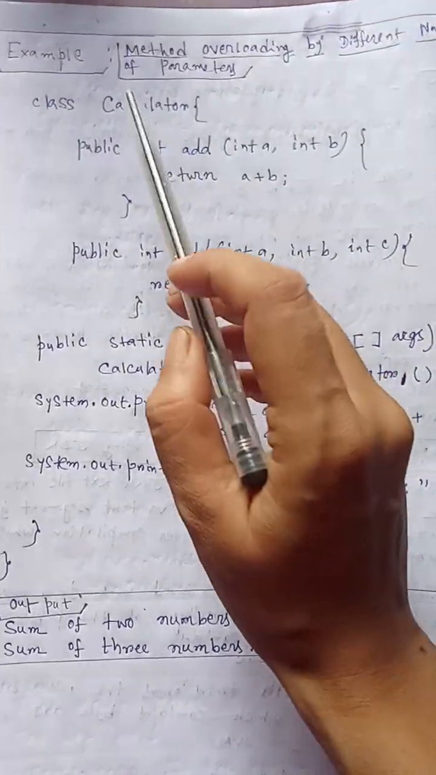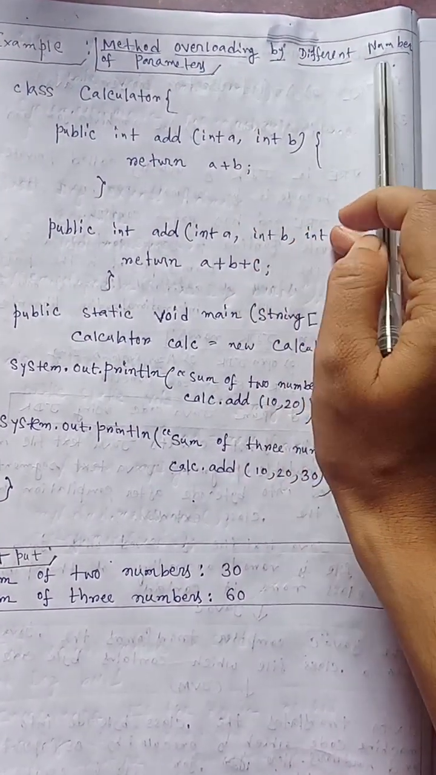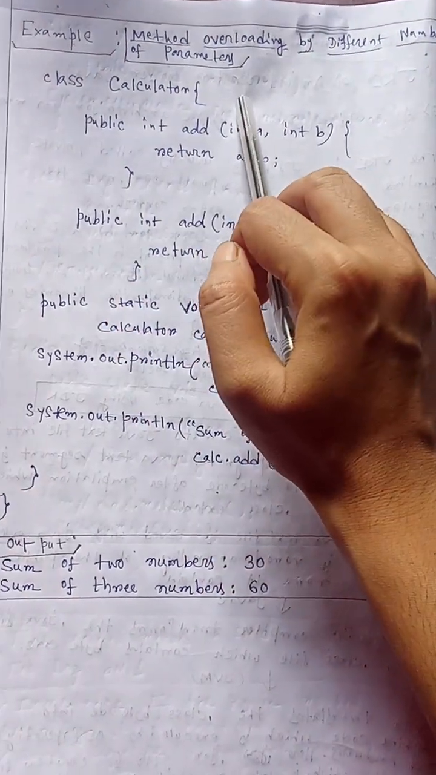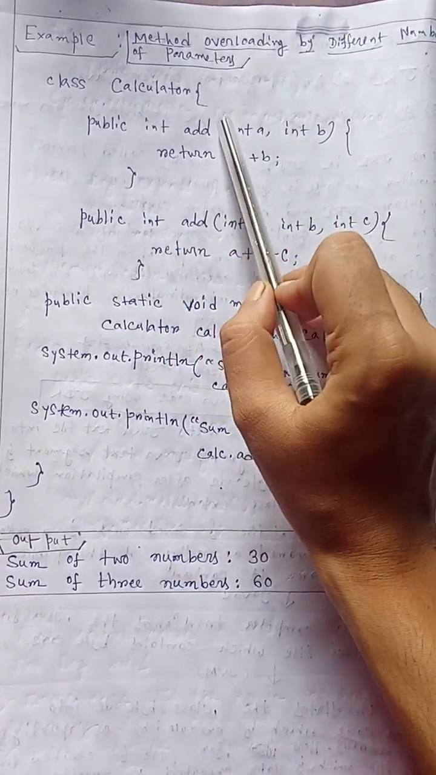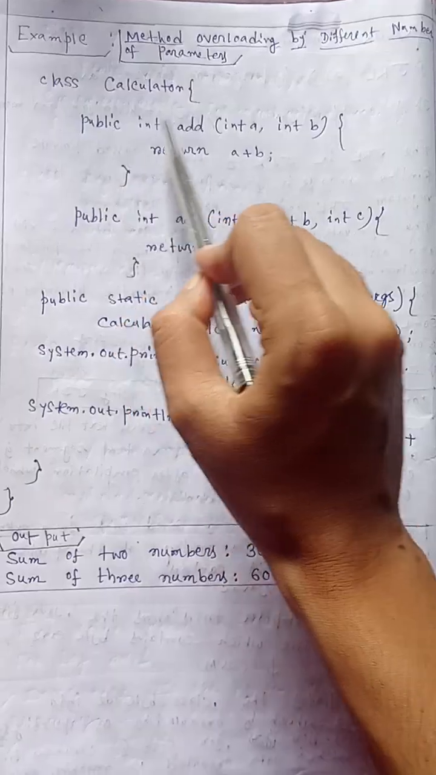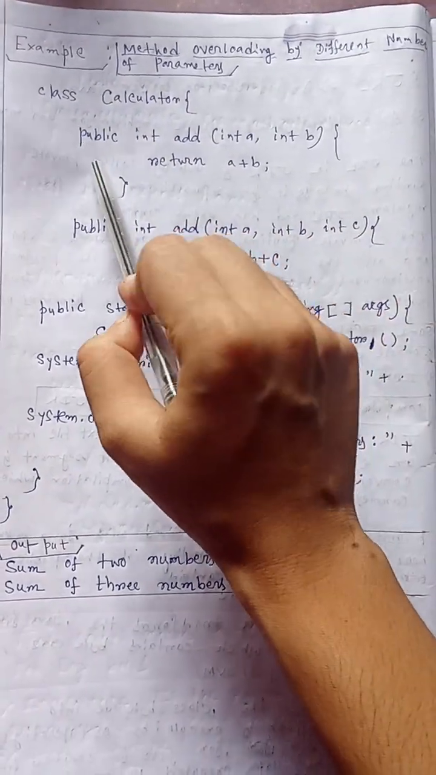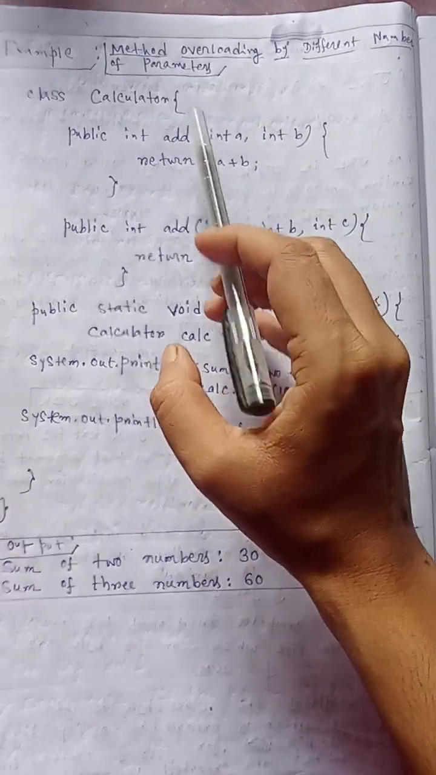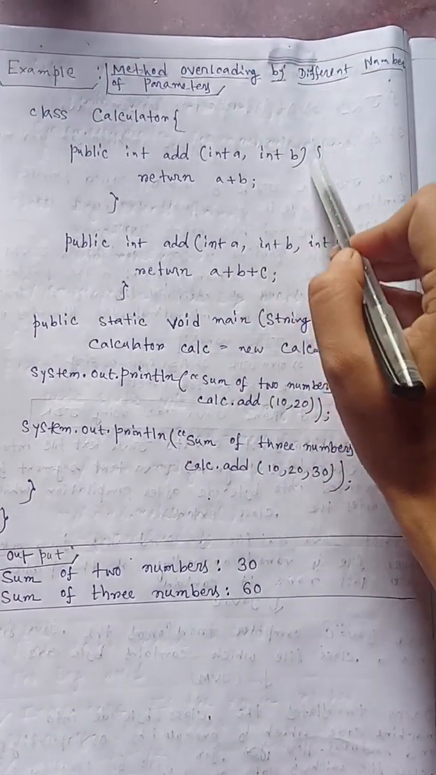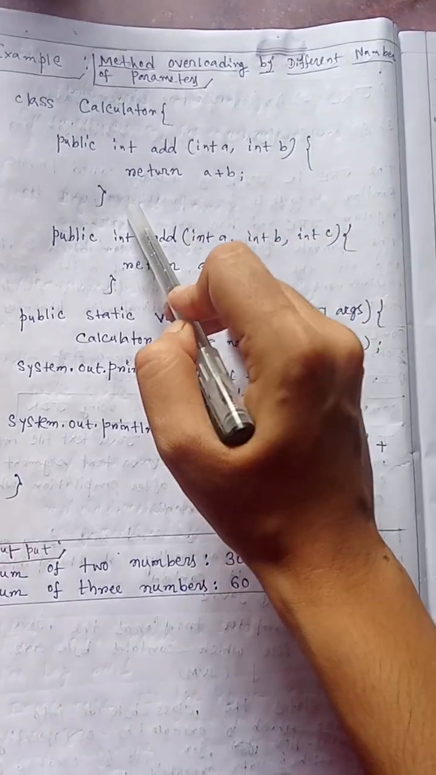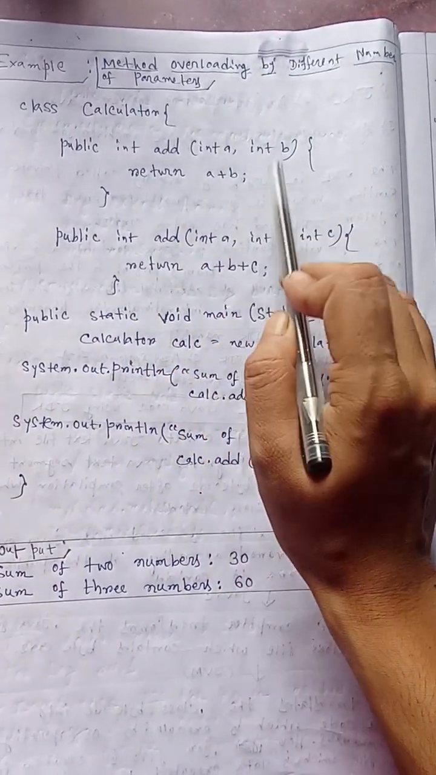The compiler determines which method to call based on the arguments provided during the method invocation. Let's see an example of method overloading. This is an example of method overloading by different number of parameters. We have created our class Calculator, started our curly brace. This is our method int add, for addition purpose. Public int add, two parameters, int a and int b, and the curly braces. This method returns the addition of a and b, returns a plus b.